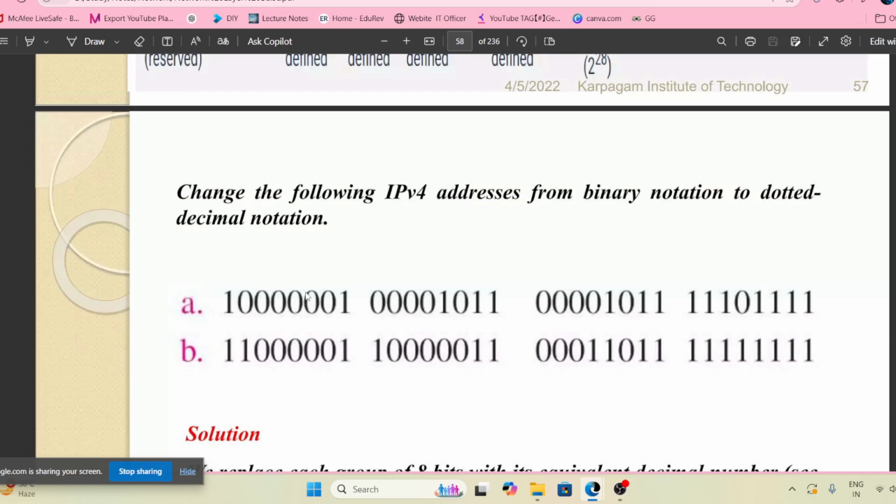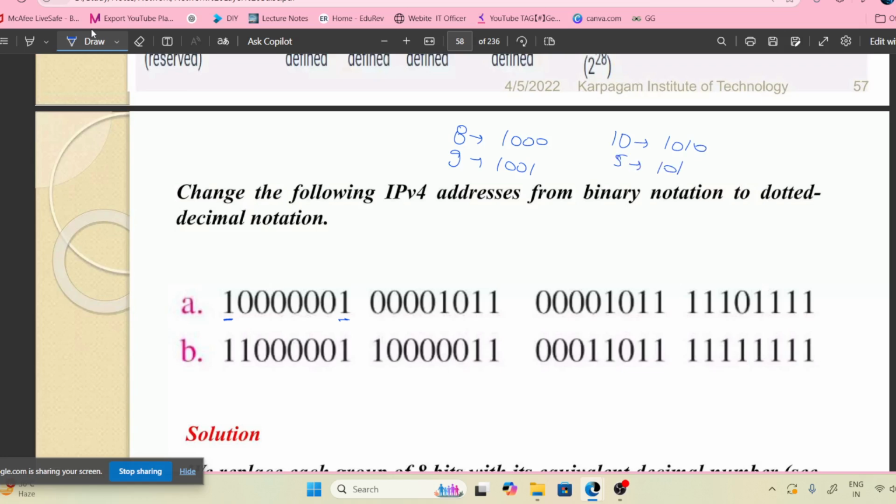So what is happening here? We have an address given to you, and you need to check it. Suppose I ask you to write 8, how can you write 8? If I ask you to write 9, how can you write 9? If I ask you to write 10, how can you write it? If I ask you to write 5, how can you write it? Like this, you can write.